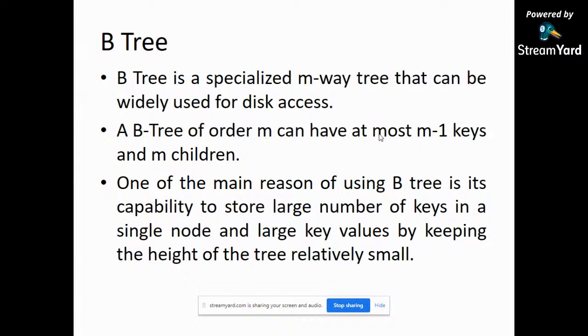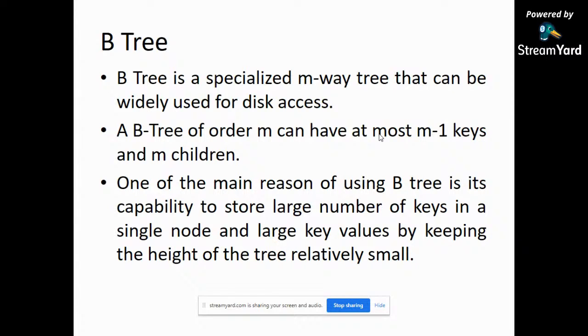Now, a B tree of order M. What exactly does order M mean? A B tree of order M can have at most M minus 1 keys and M children. This order of the tree is very important. It tells us how many keys we can store in one node and how many children there will be. As the name says, it is a balanced tree, so we have to balance the leaf nodes. Apart from that, we have to see how many children can be there from one node.